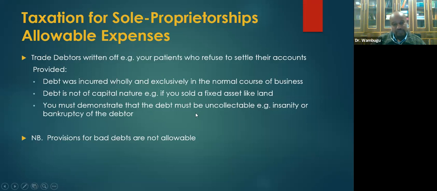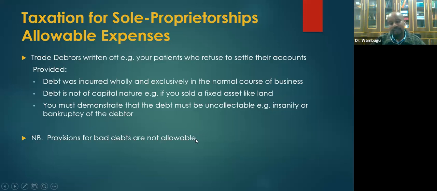Then you must be able to demonstrate that the debt is not collectible. So I think they say for 3 years, and basically maybe the debtor is bankrupt, has been declared bankrupt by a court, or is suffering from insanity. Now, provisions for bad debts are not allowable.